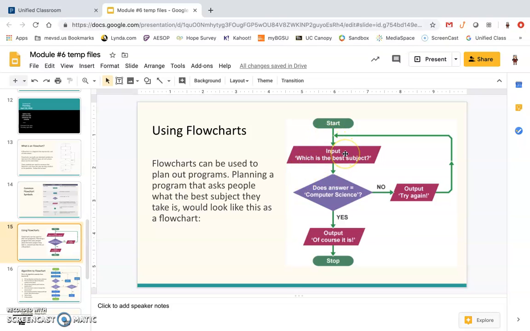I would argue that this would also be an output, because the computer would output this question, and then I would put another input here, which is what the answer would be, and then go to this. Does the answer equal computer science? So you could do it that way as well.